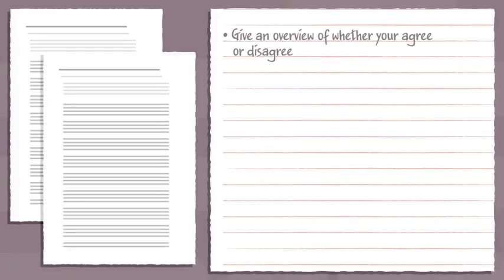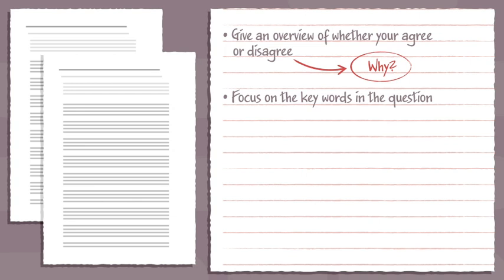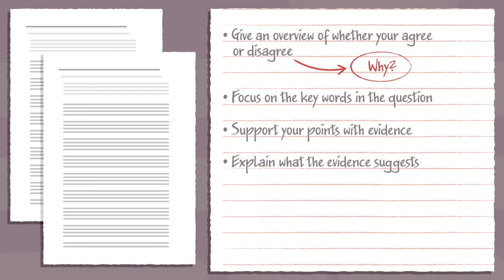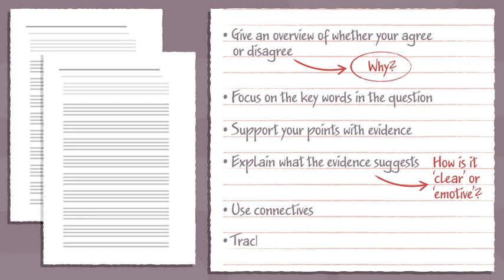So simply approach this question as before. First, give an overview of whether you agree or disagree, and, more importantly, why. Then, when you get into the bulk of your response, focus on the keywords in the question. Support your points with evidence. Explain what the evidence suggests or shows. In this case, how does it show the description to be clear or emotive? Use connectives to guide examiners through your response, and track through the text chronologically.